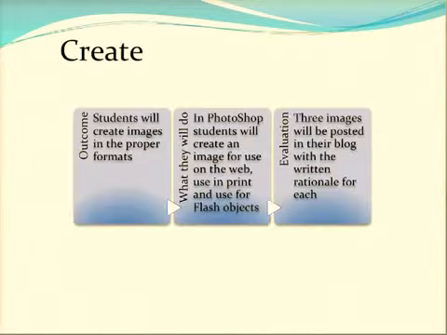If they're going to create, then students would create images. The outcome would be students will create images in the proper format. What they do is in Photoshop, the students would create images for use on the web, use in print, and use for a flash object. That's 3 different types. And then the evaluation would be that they would post 3 images on their blog with a written rationale for each.